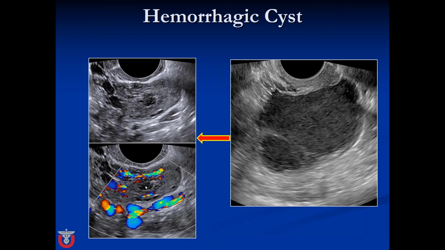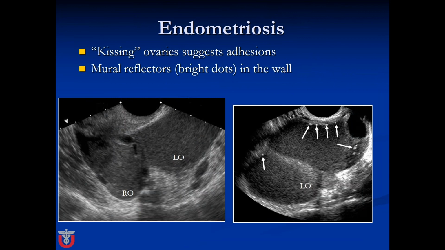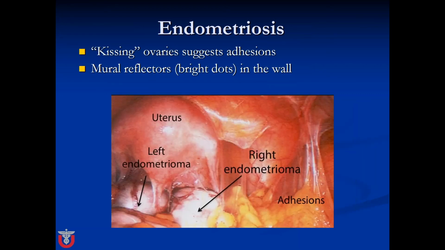So now as a radiologist, as you start to learn more, you can look at some more subtle things. In this example, both ovaries are kind of stuck to each other. We call that kissing ovaries. They should never be by each other, and that suggests that there are adhesions. And then I can start looking for little subtle findings like these bright echogenic foci in the wall. That is seen in endometriomas and not in hemorrhagic cysts. Here's that same patient. There's the uterus. See the two ovaries with the endometriomas? They're sucked there. And then look at all the terrible adhesions that are all over the pelvis.